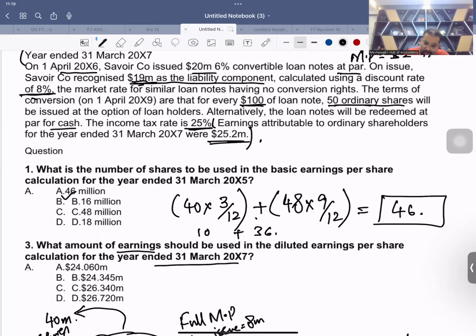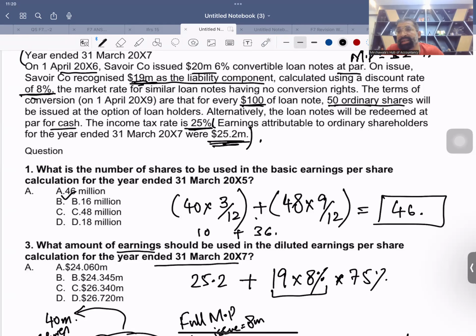Okay. So I told you this is the real profits. Real profit is 25.2 million plus the liability element. Liability element is 19 million multiplied by 8%. So this will give you the amount of interest saved. Multiply by 75% because 25% will be taken by the government tax department. So we'll only get this much benefit.